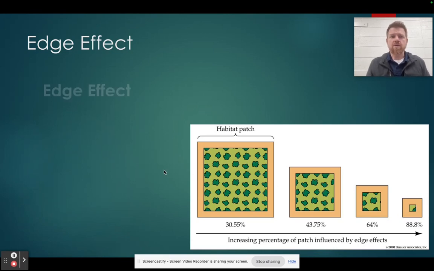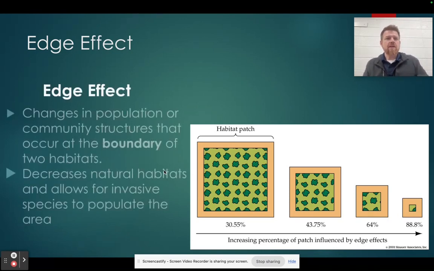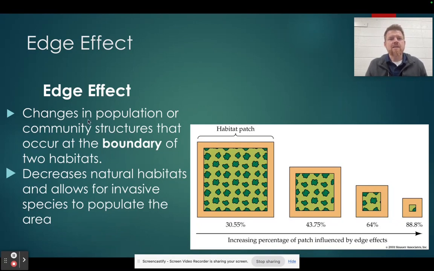So why is this important? It's called the edge effect. Here's what happens: changes in populations or community structures that occur at the boundary of two habitats. This is what the edge is. So you can write down that definition. And here's the big thing. It decreases natural habitats and allows for invasive species. Remember, that's one of our HIPPCO big threats to biodiversity. It allows for invasive species to populate the area.